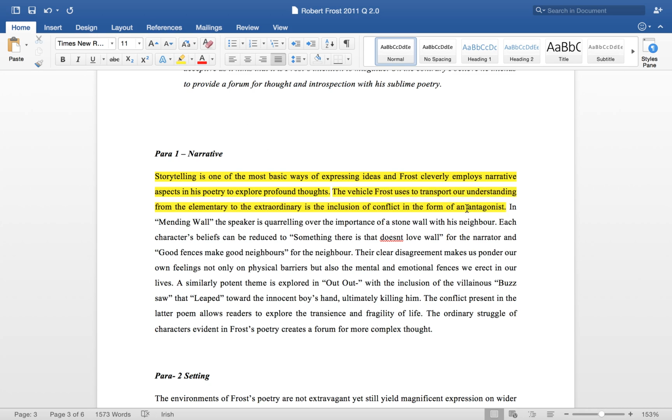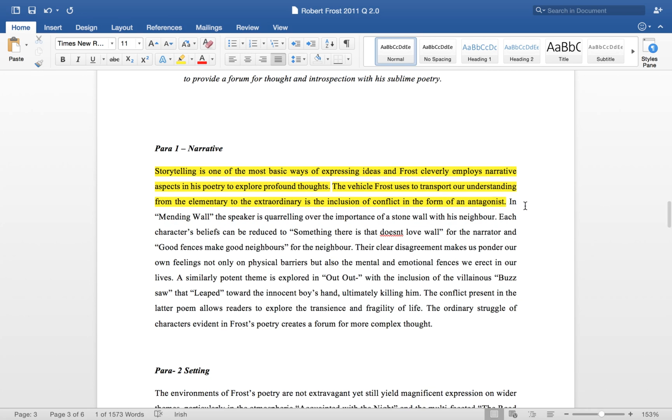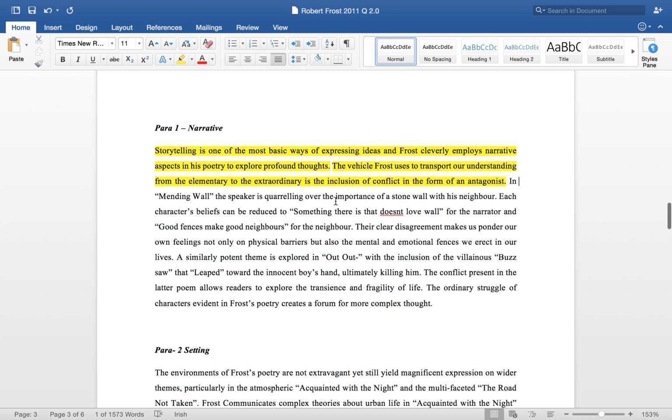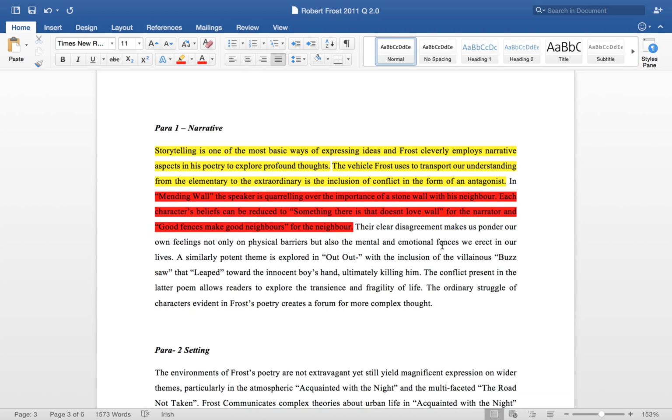that the use of an antagonist, of some sort of conflict, some sort of enemy in his poetry is a very simple idea. So in Mending Wall, the speaker is quarrelling over the importance of a stone wall with his neighbour. Each character's beliefs can be reduced to something there is that doesn't love a wall, for the narrator, and good fences make good neighbours, for their neighbour. Their clear disagreement makes us ponder our own feelings. So if we look here, this is the part of the question that I have included some quotation here.